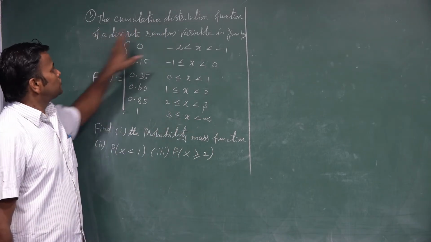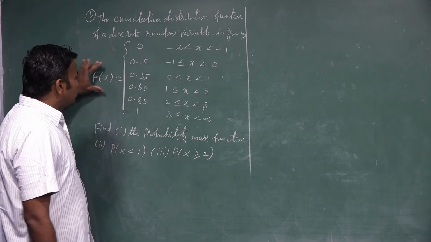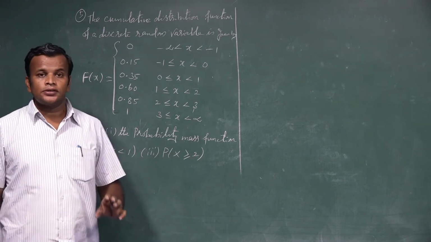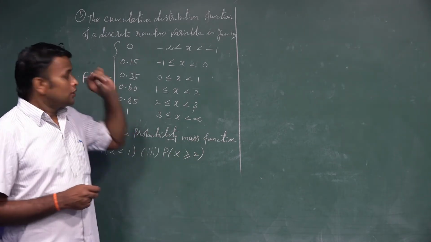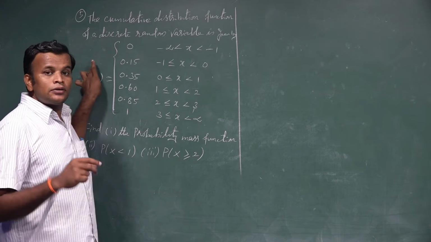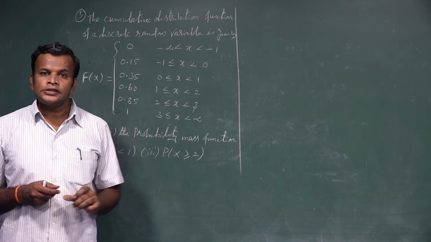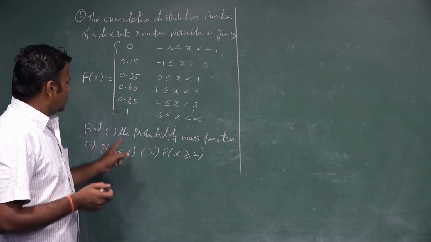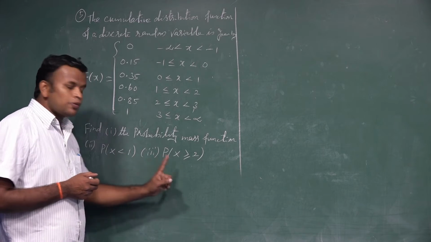The cumulative distribution function of a discrete random variable is given by. That is, capital letter F of x is given. To find the probability mass function, we already saw the formula for this. When your capital F of x is given, to find small letter f of x, the formula is f of xi is equal to capital F of xi minus the previous value. So first we find the probability mass function and also these two probability values.